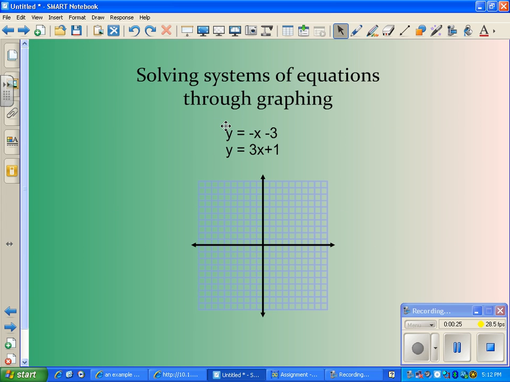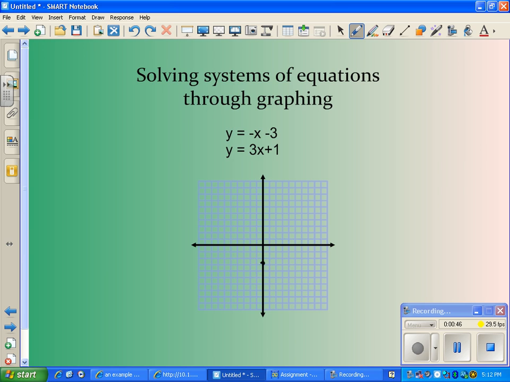So the first thing we have to decide is whether the y is by itself or not, because we want it in slope-intercept form. So in this case, it's already done for us. So we just need to start graphing our points. So looking at our first equation, our y-intercept is -3, so that's where we're going to put our first dot.